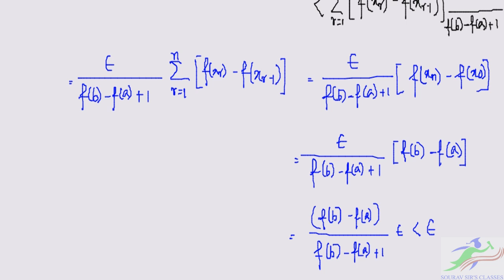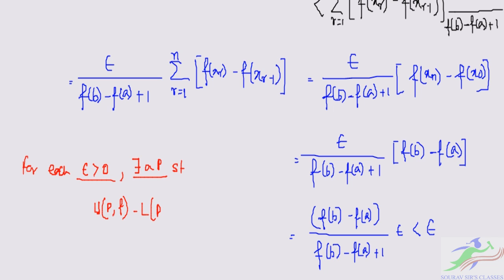So for each epsilon greater than 0, there exists a partition P such that U of p comma f minus L of p comma f is less than epsilon. Okay, so this states that f is integrable on a comma b.